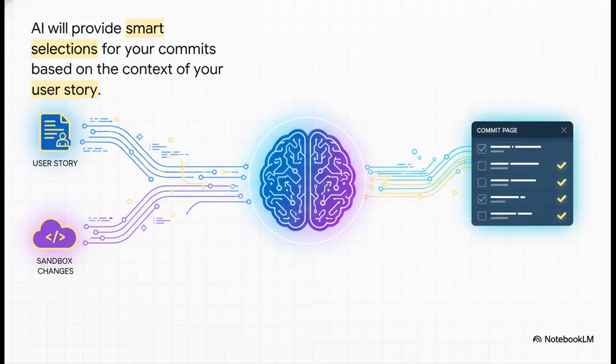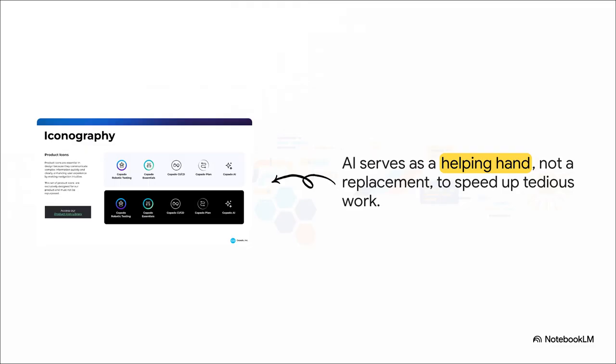The idea is that it'll be able to read the context of your user story, look at the changes you've made in your sandbox, and then intelligently suggest, hey, based on this story, here are the components you probably need to commit. The best way to think about it is like an intelligent copilot. The goal here isn't to replace you, not at all. It's to be a helping hand, to make sure you don't accidentally forget something and to speed up all the tedious parts of the job so you can focus on the fun, creative stuff.